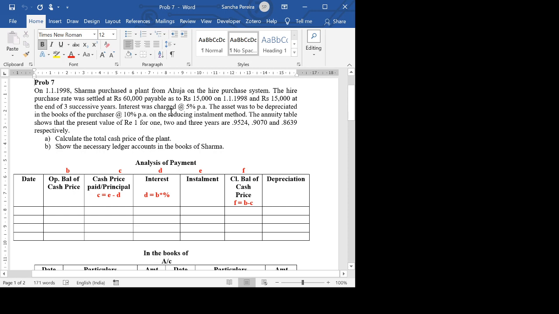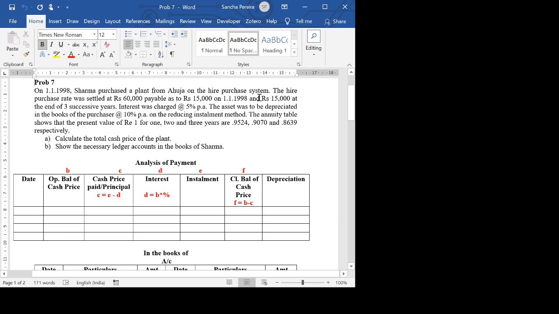Interest was charged at 5% per annum. The asset was to be depreciated in the books of the purchaser at 10% per annum on the reducing installment method. The annuity table shows that the present value of rupee 1 for 1, 2 and 3 years are 0.9524, whatever it is, respectively. Now, first thing we need to know, we know 15,000 is the down payment.